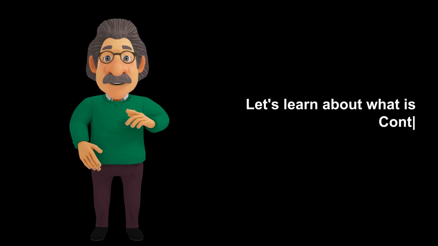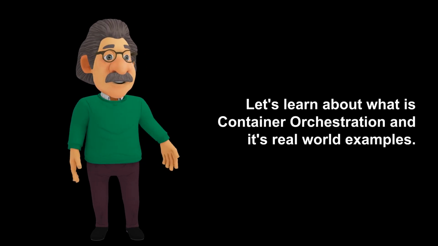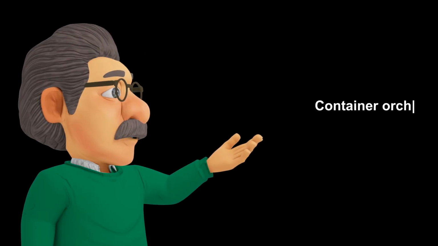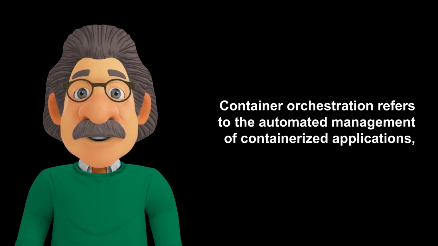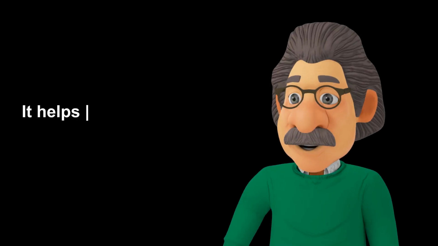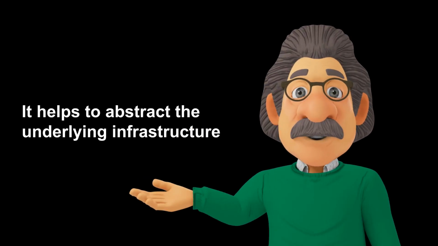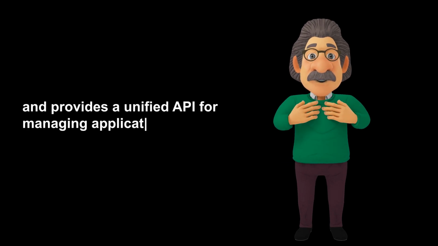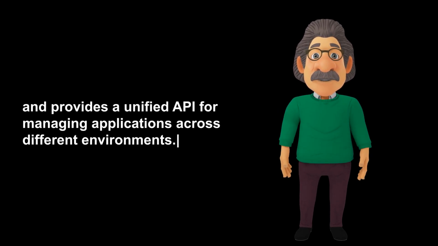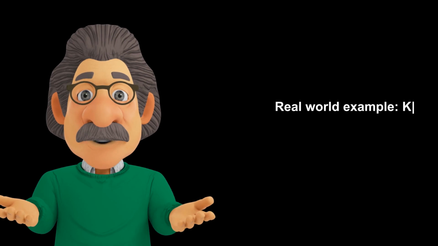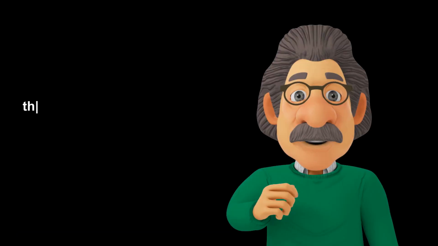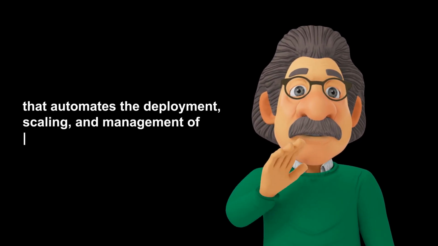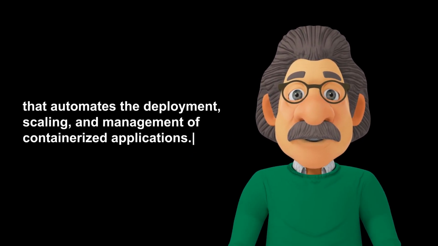Let's learn about what is container orchestration and its real-world examples. Container orchestration refers to the automated management of containerized applications, including deployment, scaling, and monitoring. It helps to abstract the underlying infrastructure and provides a unified API for managing applications across different environments. Real-world example: Kubernetes is an example of container orchestration platform that automates the deployment, scaling, and management of containerized applications.